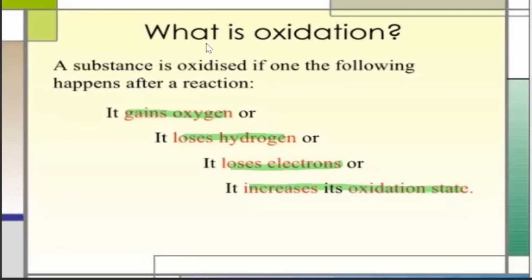Now, this is what we have studied in the last few minutes: what is oxidation. So we have the four definitions being pointed out here. If you gain oxygen, that's oxidation. If you lose hydrogen, that's oxidation. If you lose electrons, OIL, that was a mnemonic we remembered: oxidation is loss of electrons. And an increase in the oxidation state is again an oxidation.